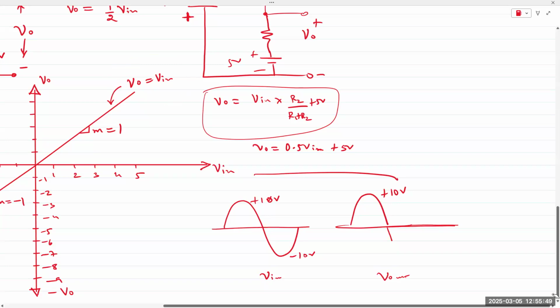With the negative half cycle, it changes. V out as a function of V in would be a straight linear line at 45 degrees. And in the negative half cycle, V out will be equal to V in until it crosses 5 volts. Once it crosses 5 volts, then the diode turns on, and then it would be half of V in plus 5 volts.